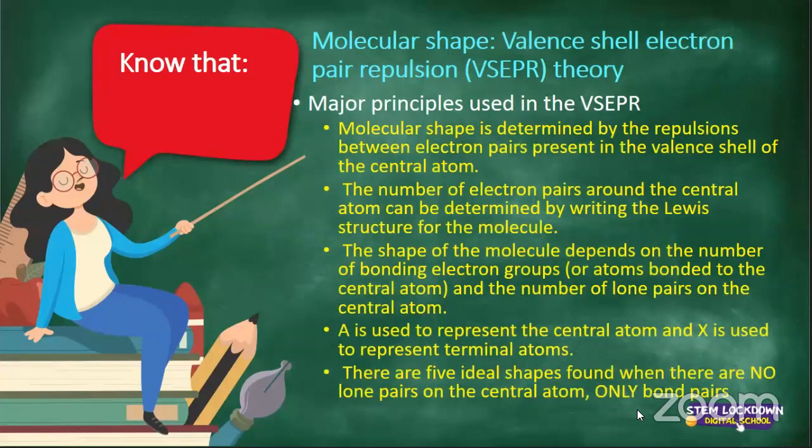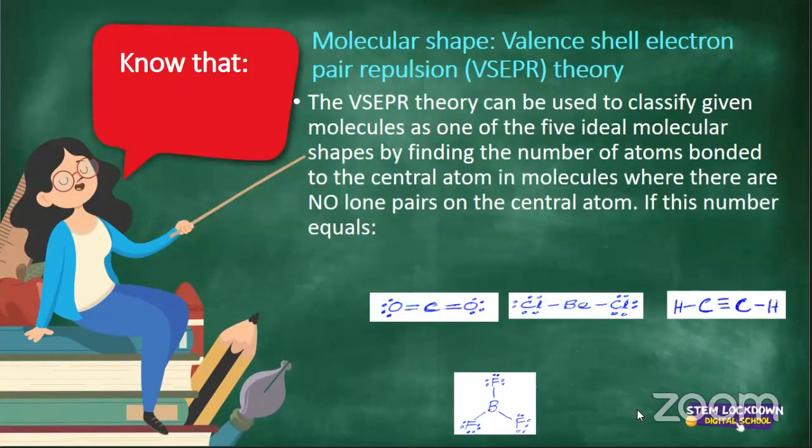So there are 5 ideal shapes found when there are no lone pairs on the central atom, that is, only bonded pairs. Right, let's just look at this. This theory, valence shell electron pair repulsion theory, can be used to classify given molecules as one of the 5 ideal molecular shapes by finding the number of atoms bonded to the central atom in a molecule where there are no lone pairs on the central atom.